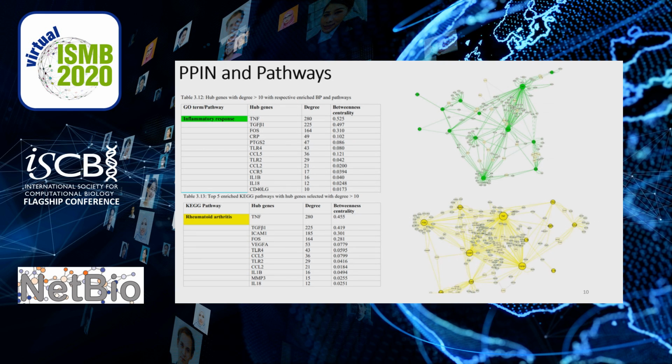Based on the DAVID gene ontology functional annotation, using the biological processes, we constructed protein interaction networks based on GO terms such as the inflammatory response and identified pathways such as rheumatoid arthritis. So these two tables show the topological parameters computed showing the hub genes transforming growth factor beta 1 and tumor necrosis factor being common in both the inflammatory network and in rheumatoid arthritis. Indeed, in rheumatoid arthritis, the same genes were identified as common inflammation genes.